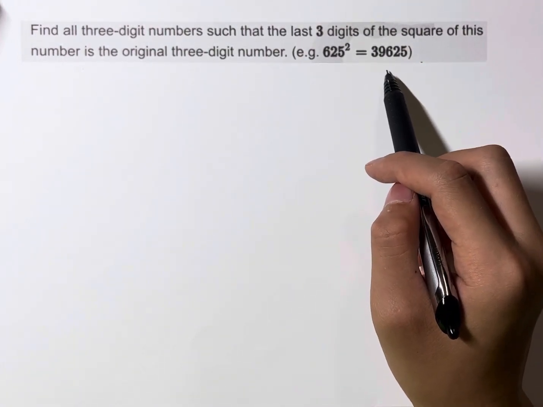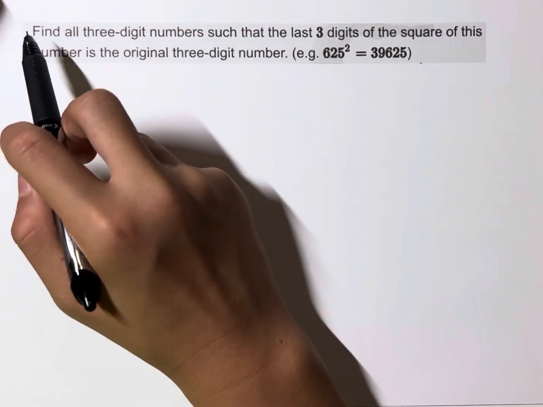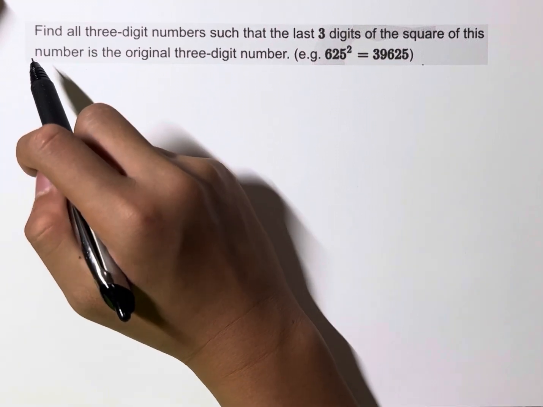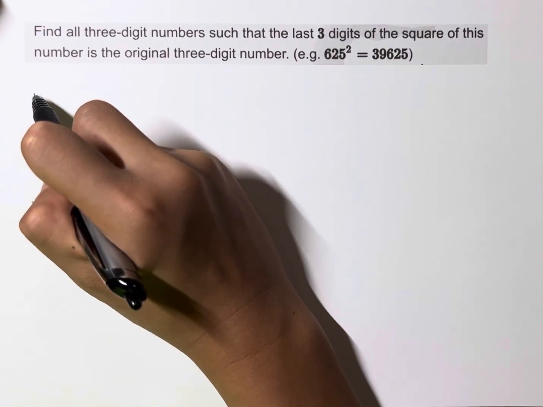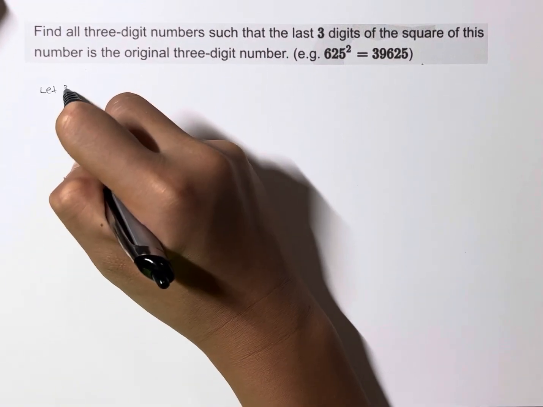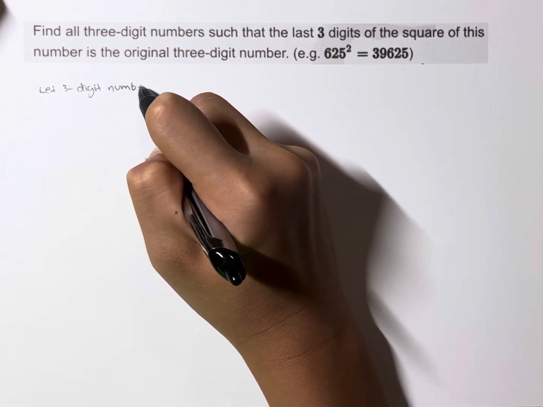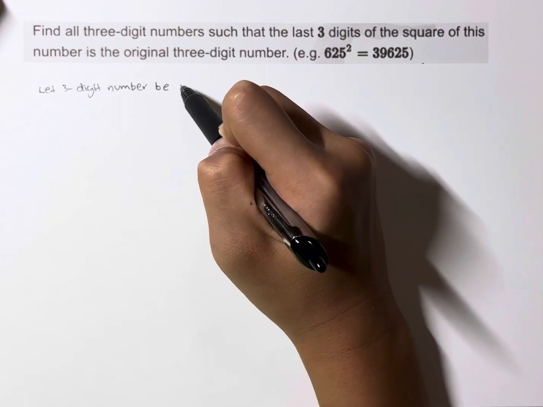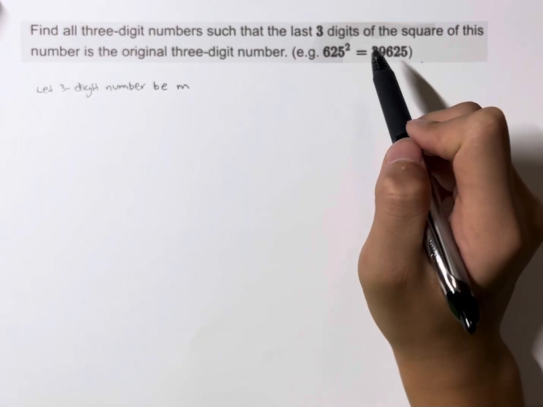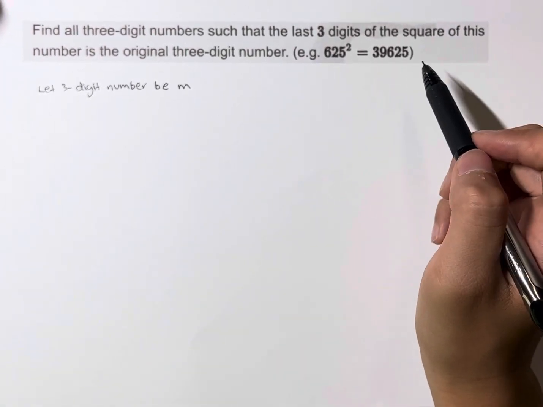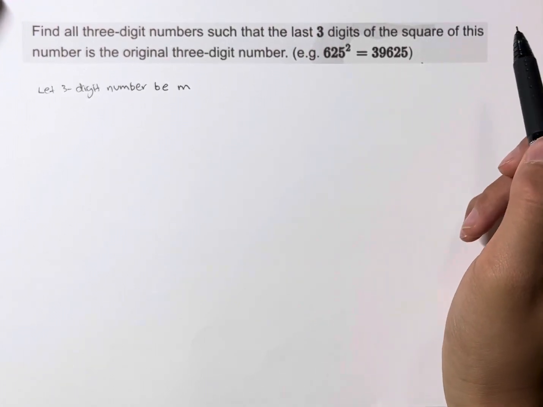So now, I'm going to find all of the possible 3-digit numbers. We already know one of the numbers will be 625. So you can let this 3-digit number be m. So what should we do with m? Well, hopefully we can get some relationship between m and a perfect square.